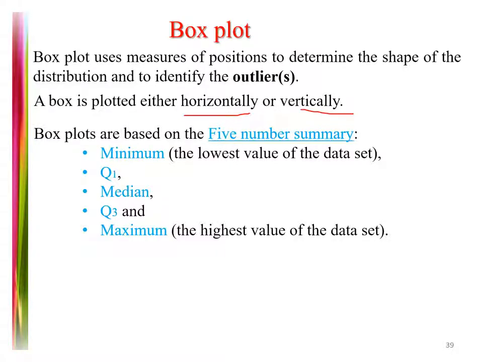Okay, so first we have to estimate the five number summary. The five number summary means the minimum value, the maximum value, Q1, Q2, Q3. You already know that the minimum is the lowest value of the data set and the maximum is the highest value of the data set. So if you draw the box plot, the first step is to calculate this five number summary.